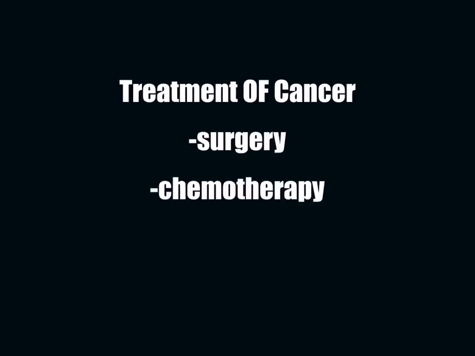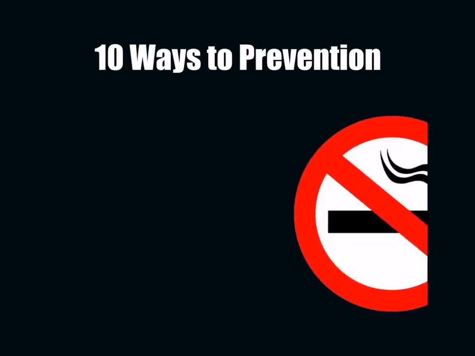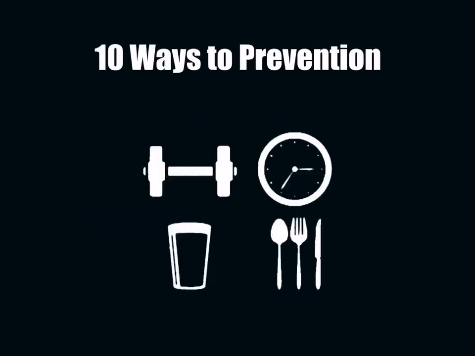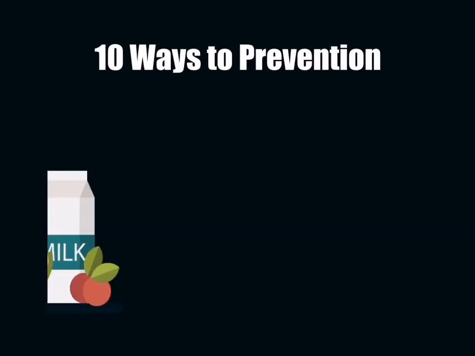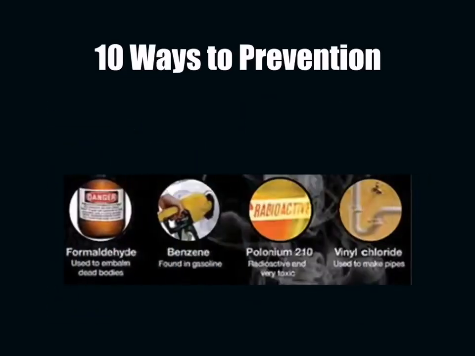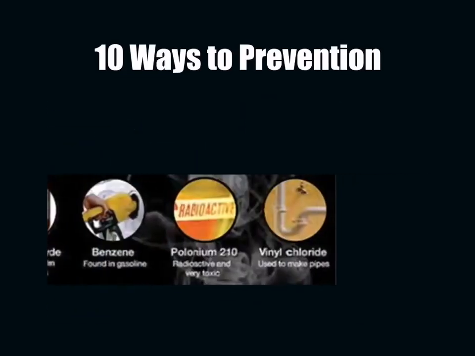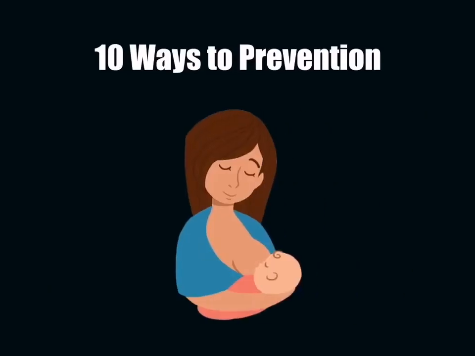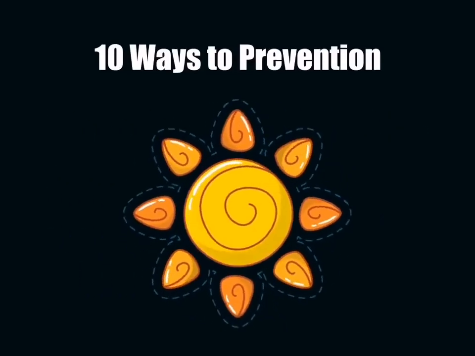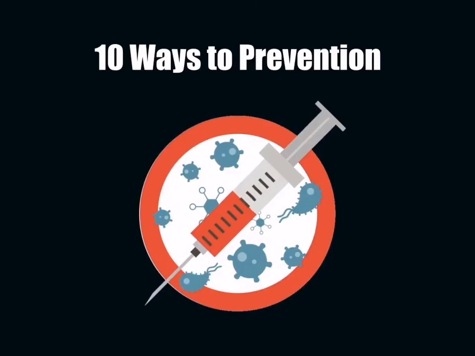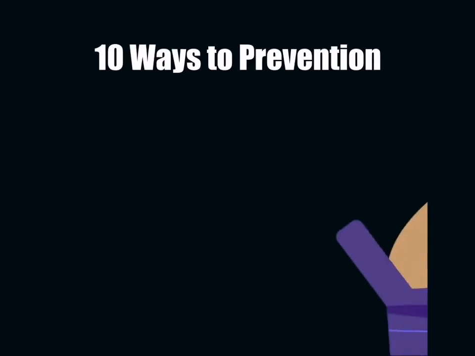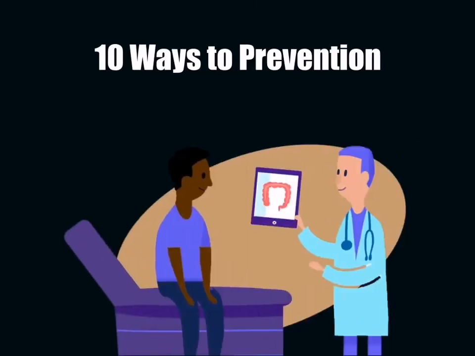Treatment of cancer. The most common treatments for cancer are surgery, chemotherapy, and radiation. Ten ways to prevention: do not smoke, maintain a healthy body, have a healthy diet, limit alcohol, protect yourself against cancer-causing substances, breastfeeding is good for mothers, avoid too much sun, vaccinate against cancer-related infections like hepatitis and human papillomavirus, and take part in cancer screenings.